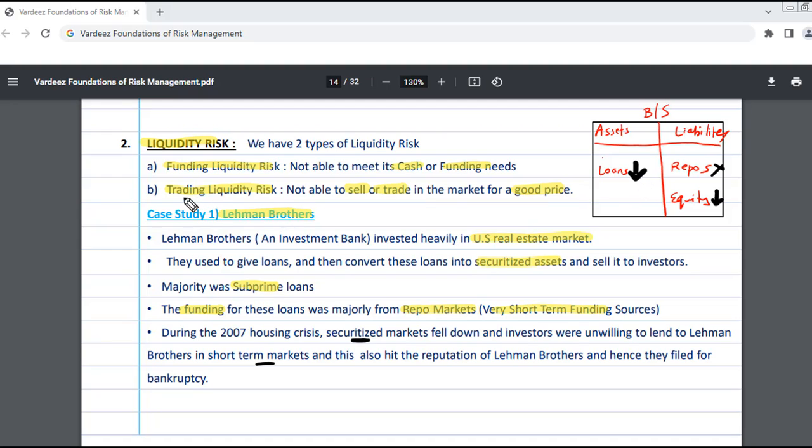The second risk is the trading liquidity risk, that they were not able to sell their assets in times of crisis at a good price. I mean, just imagine $100 worth of something and suddenly the value falls down to $40. Okay, so that was the situation with the assets of Lehman Brothers. Everything was going down, and this also hit the reputation of Lehman Brothers, and hence they filed for bankruptcy.